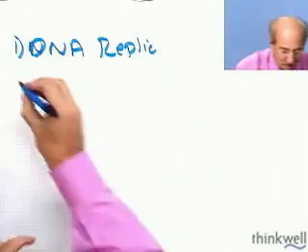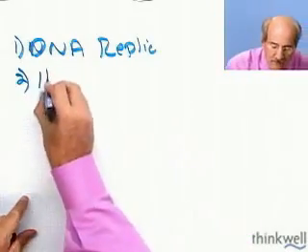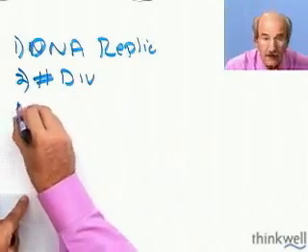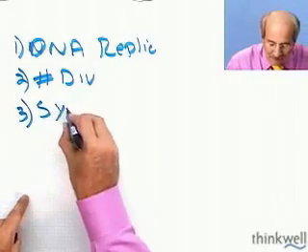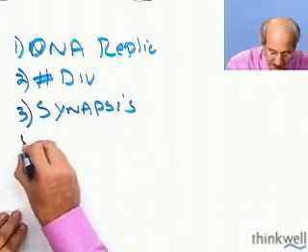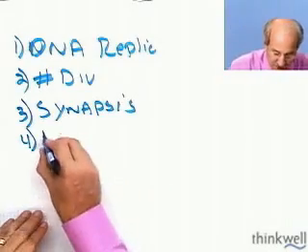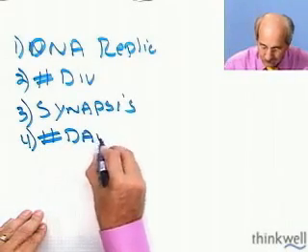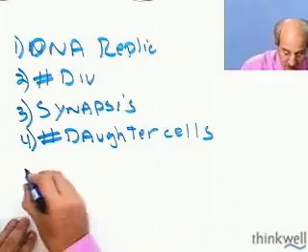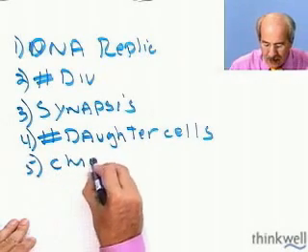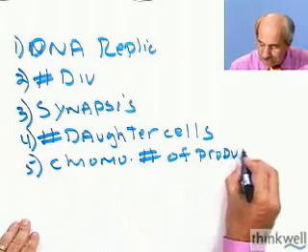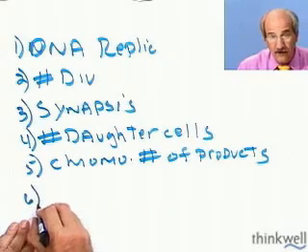I'm not going to give away any answers yet. Two, we want to look at the number of divisions in mitosis versus meiosis. Number three, the idea of synapsis. Number four, the number of daughter cells that we get. See, a nice little rogues gallery of things that may or may not be different. Number five, the chromosome number of the products. And number six, function.